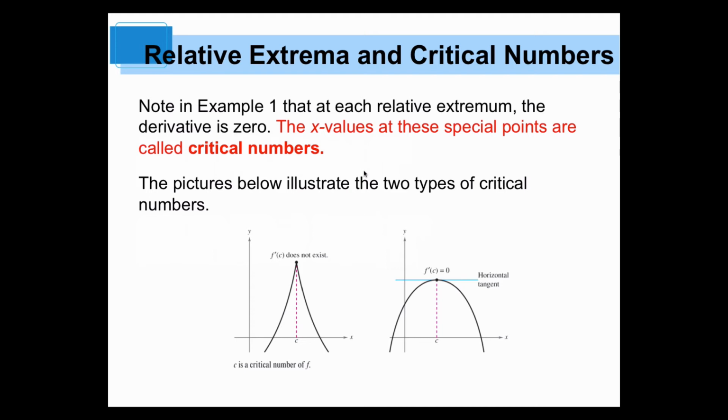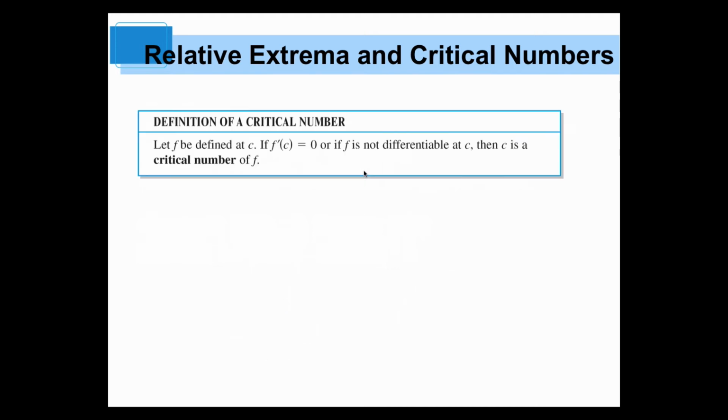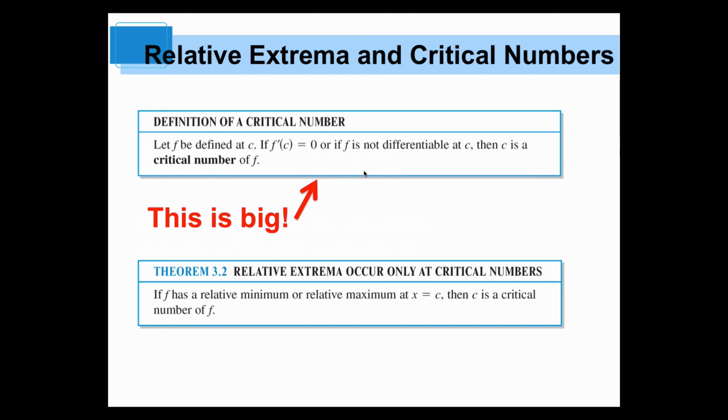Okay, we're almost done with the theoretical stuff here. We'll get into the calculations in a second. There's the formal definition of a critical number. All that says is that it's where the derivative is equal to 0 or it is not differentiable. The second one is important.